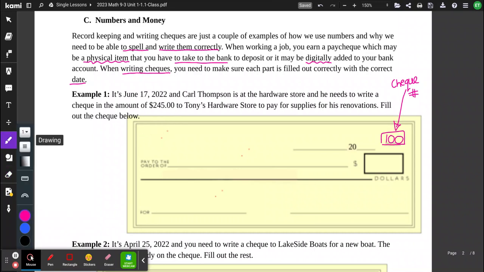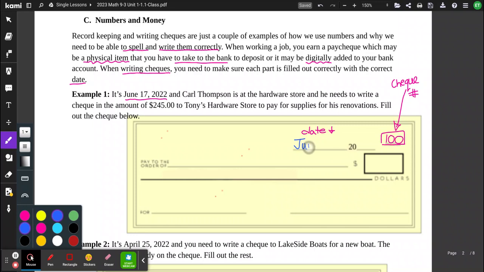We're going to fill out the rest of the check. So it says it's June 17th, 2022. So here's where we write our date below. So I'm going to fill everything out with our numbers. So we have June. We write the word June. We put our date, 17, and they've started the year for us, 2000. So now we put 22 at the end of that. Okay, moving on to the next section.